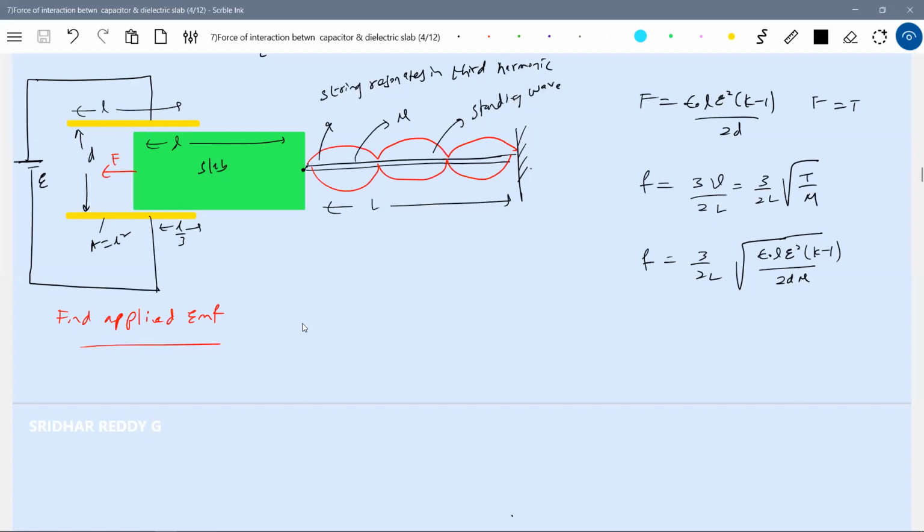Now you can apply some variable force also. You may impart some velocity for this. You may impart some kinetic energy. You can do whatever you want with this one. I have just shown some examples related to different things.